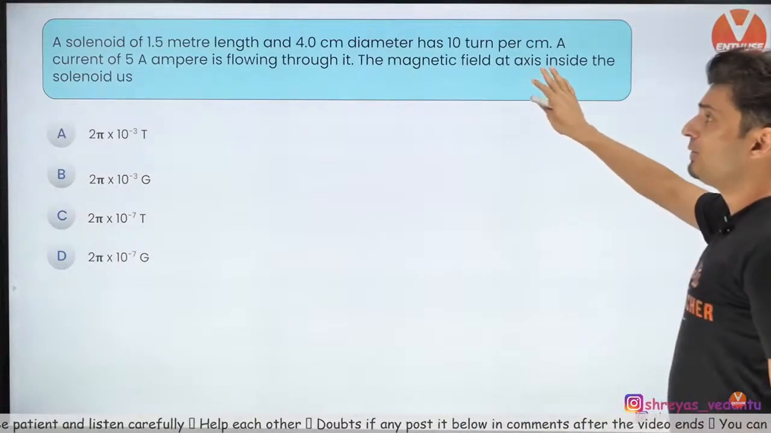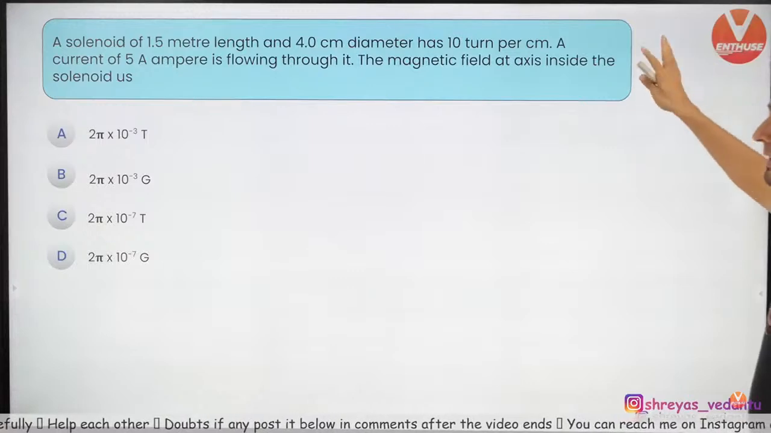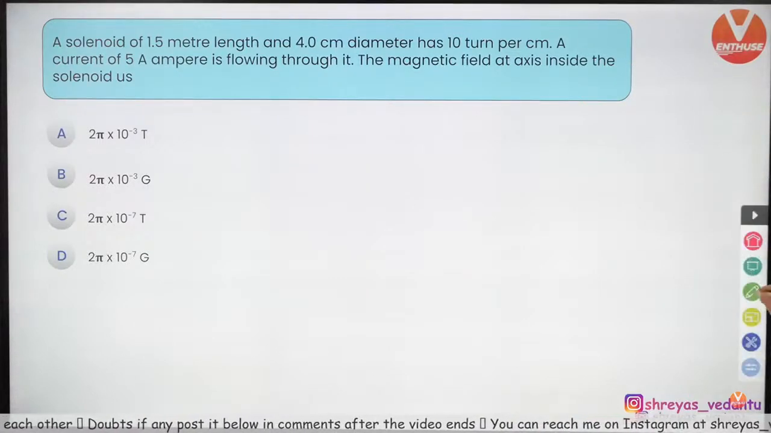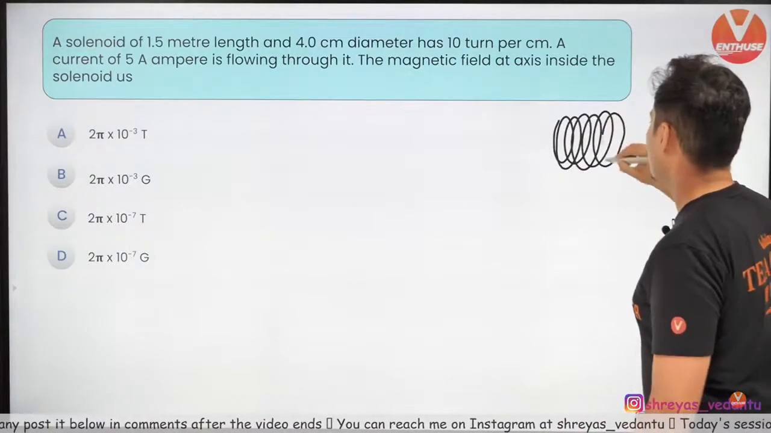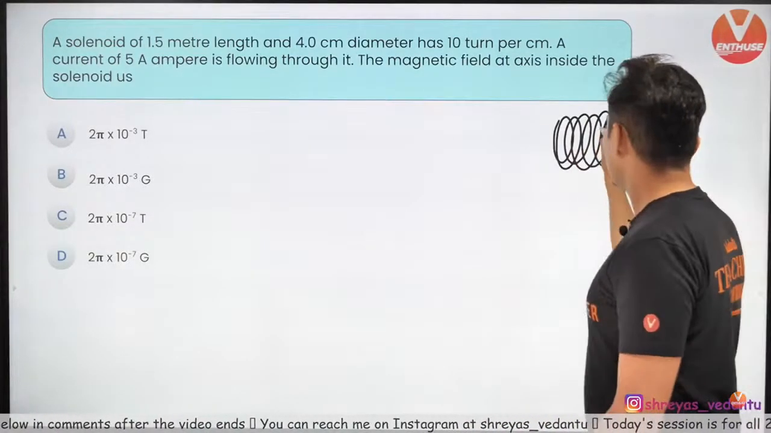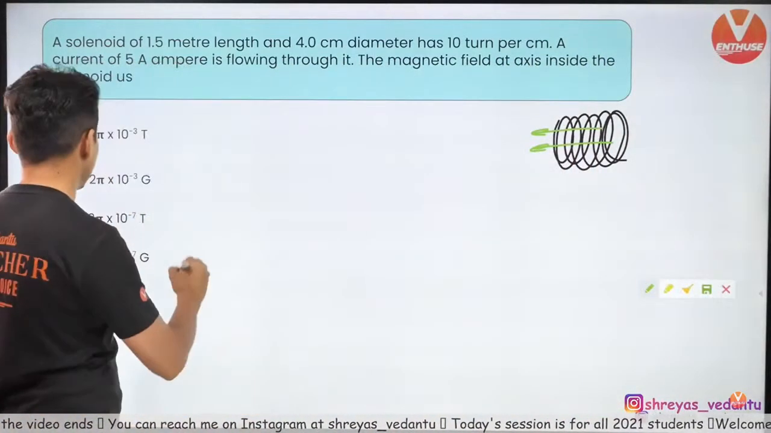A solenoid of 1.5 meter length and 4 centimeter diameter has this many turns per centimeter. The current is this much. What is the field inside it? So the question is on solenoid. We have the solenoid. The question is, what is the field inside the solenoid?